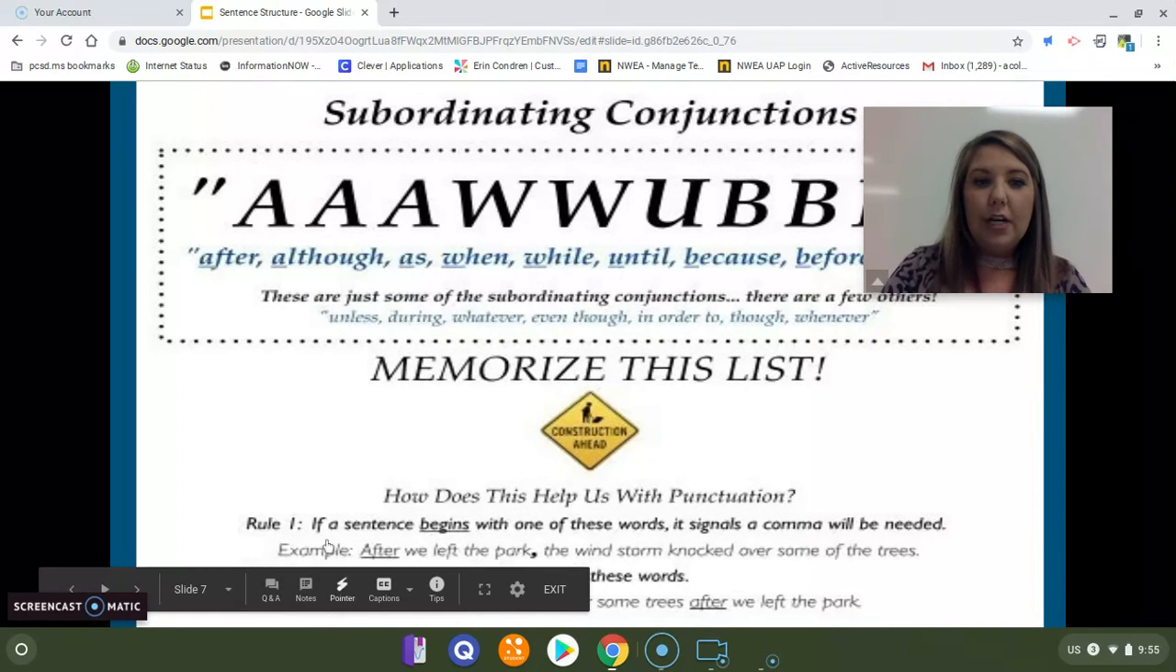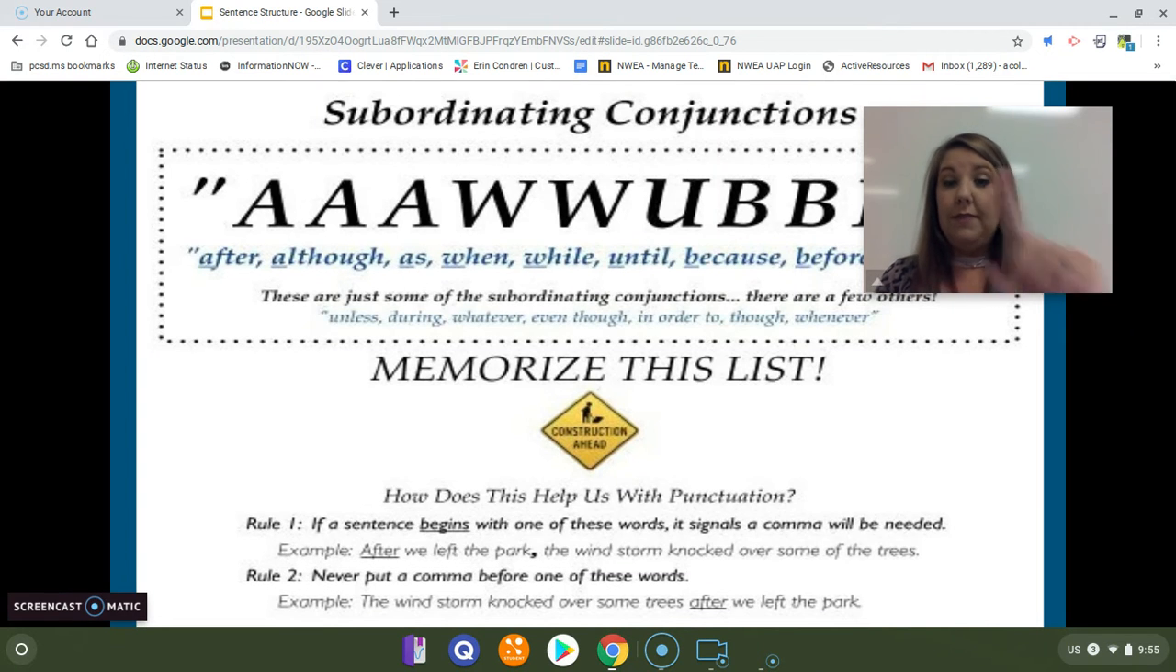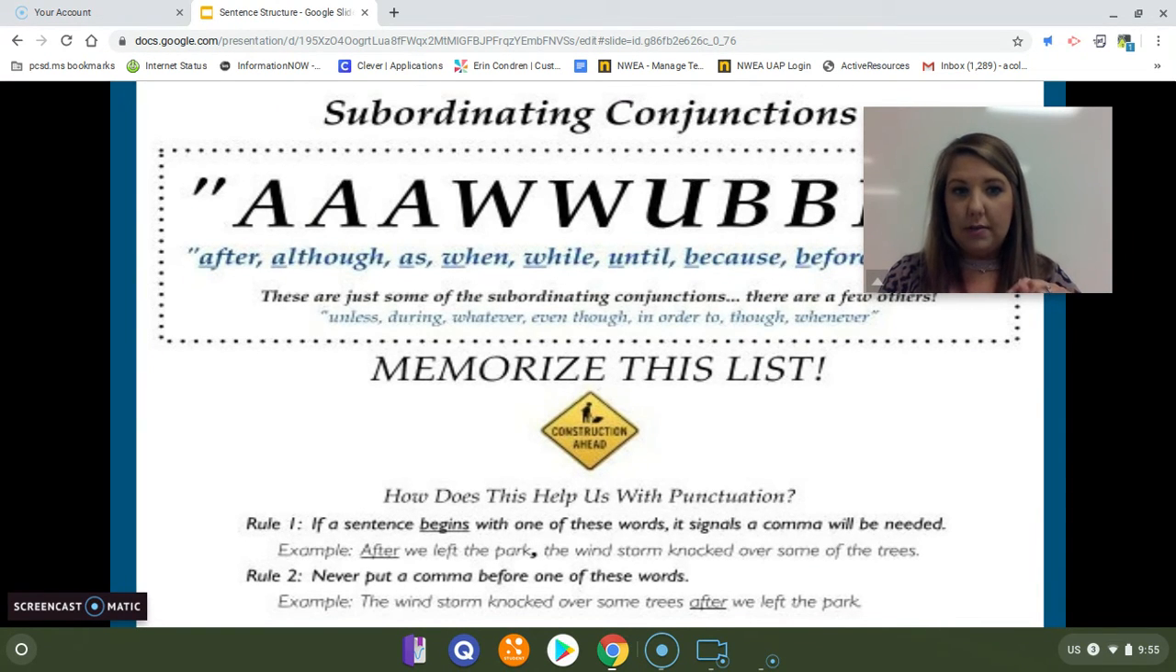So if you'll look right here, Rule 1 says, if a sentence begins with one of these words, if it begins with a subordinating conjunction, then a comma will have to come after the dependent clause. It gives you an example. After we left the park, comma, the windstorm knocked over some of the trees, okay? So you need a comma because it has the subordinating conjunction at the front.